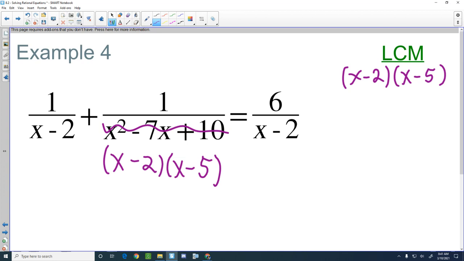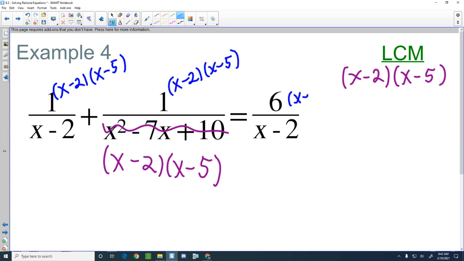I saw a lot of students. What? It's like magic. Okay, so you multiply every numerator by this LCM and go through and see what cancels out. The first one, the x minus 2's cancel. The middle one, you got to be careful. X minus 2's cancel and x minus 5's cancel.